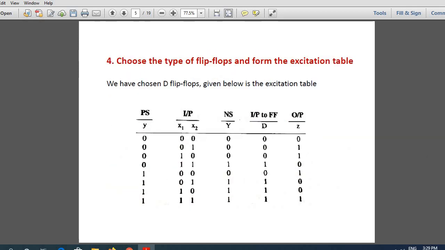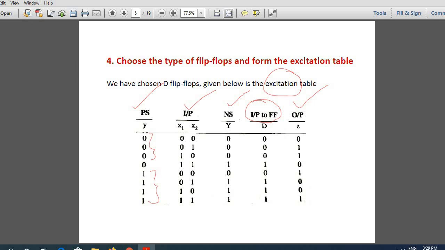Now, the next step is forming the excitation table. For that, you write the present states first, the input combination, next state, and output. All these you already have. And one more addition, you have to obtain the input to the flip-flop. So what is your present state? Present state is A or B. That is, present state can be a 0 or it can be a 1.